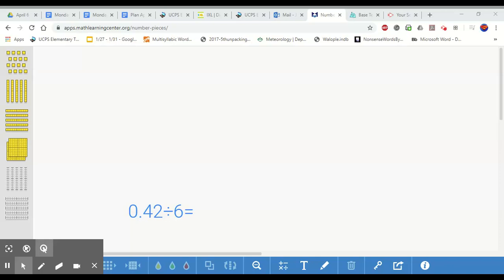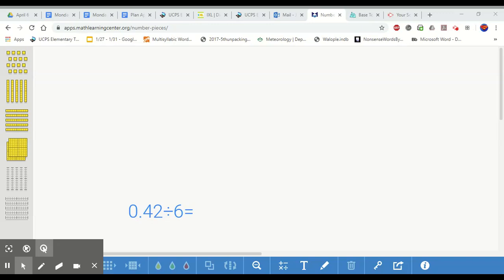Today we are moving on and we are taking a look at dividing a decimal number by a whole number. That's where we're going to begin. So I already have the problem up on the screen. We're doing 42 hundredths divided by 6, or taking 42 hundredths and breaking it up into 6 pieces.